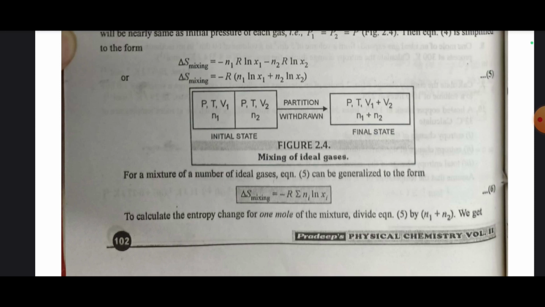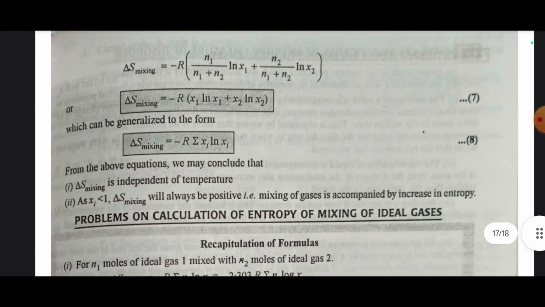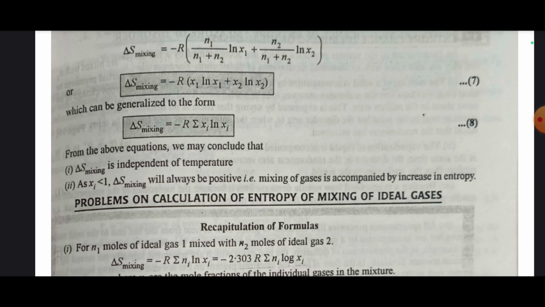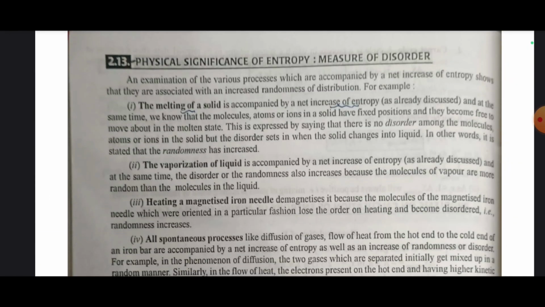To calculate the entropy change for 1 mole of mixture, divide equation 5 by n1 plus n2, we get ΔS mixing is equal to minus R into x1 ln x1 plus x2 into ln of x2, which is equation 7, which can be generalized to the form ΔS mixing is equal to minus R summation of xi ln of xi, which is equation 8. From the above equation, we may conclude that first, ΔS mixing is independent of temperature. Second, as xi is less than 1, ΔS mixing will always be positive, that is, mixing of gases is accompanied by an increase in entropy.